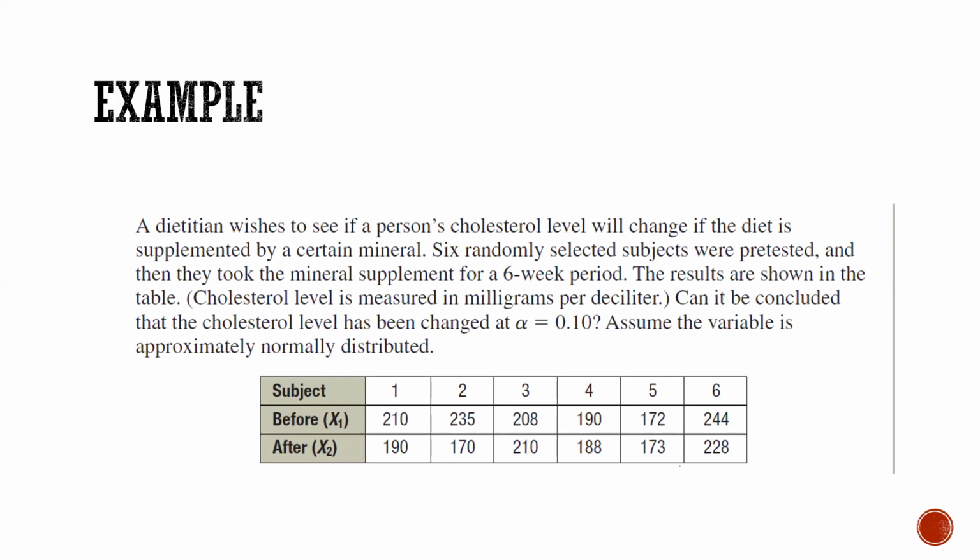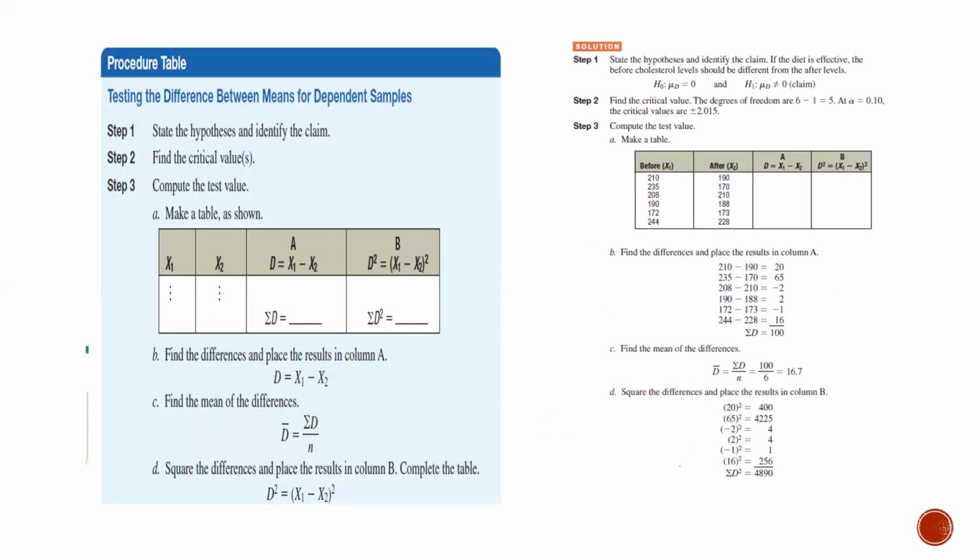So we have 6 subjects, and there is a before test value, and then after taking the mineral, there is X2, which represents the post test value. So again, we will put these values in the formula. First, we will state the hypothesis, and then we will find the critical value. The degree of freedom will be calculated by n minus 1, which is 5, and we will find it from the T table. We will compute the values in this table.